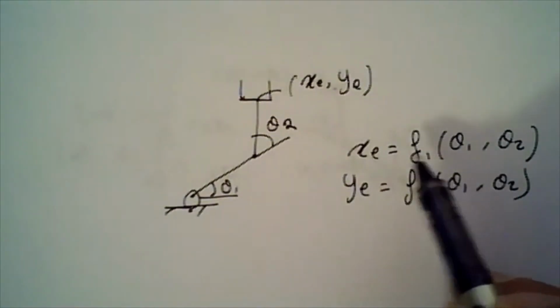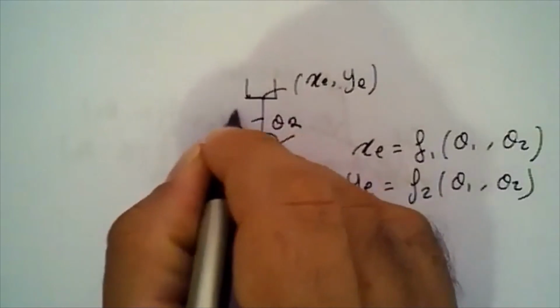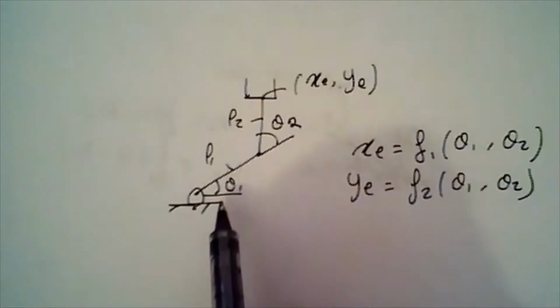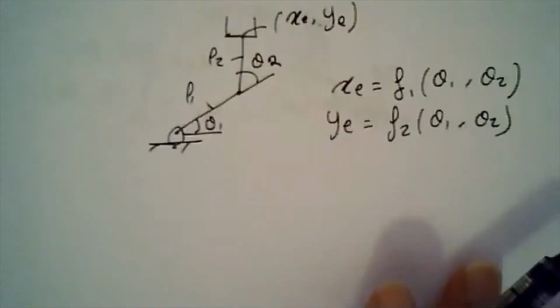And probably you can guess f1 is equal to, if this guy is L1 and that guy is L2, L1 cosine theta 1 plus L2 cosine of theta 1 plus theta 2. So we've already described that.